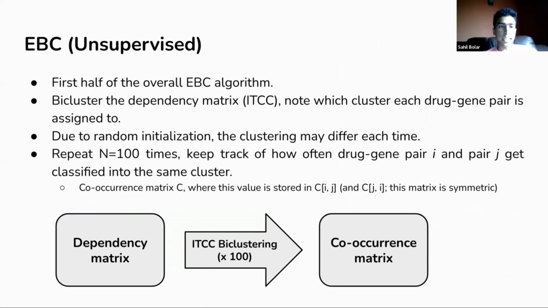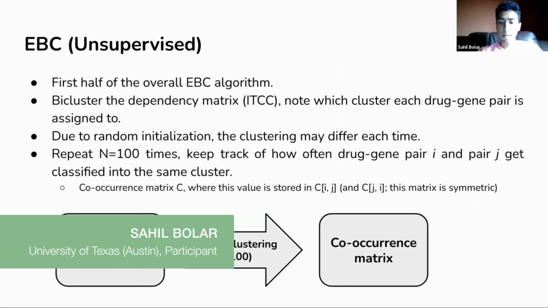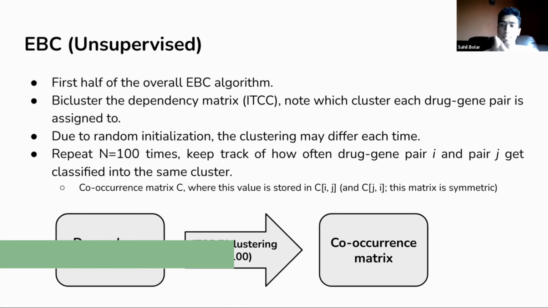I'm in charge of the EBC, which is the ensemble by clustering for classification algorithm. And there's 2 steps to this. There's an unsupervised step and then a supervised step. So for the first unsupervised step, you use a certain clustering method called ITCC, and that bi-clusters that dependency matrix that we had earlier, the one that had rows of drug gene pairs and columns with dependency paths.